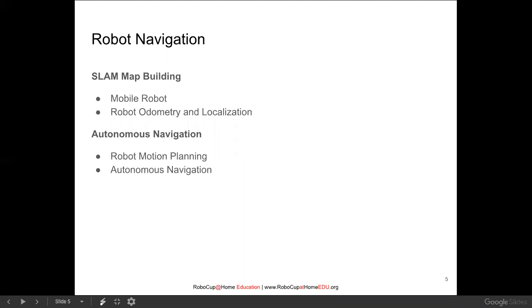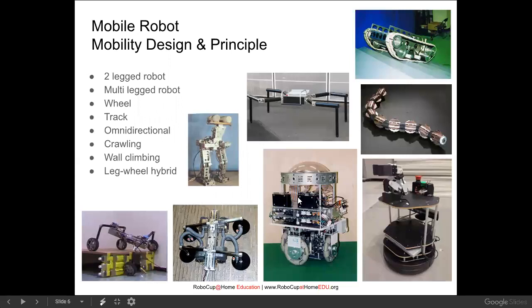Then for the second half, I'll show you how to use this map to do path planning. With path planning, you can ask your robot to navigate autonomously from point A to point B. And in the process, you can also do obstacle avoidance. Okay, so these are the contents for today's class. Okay, so we start with the mobile robot.